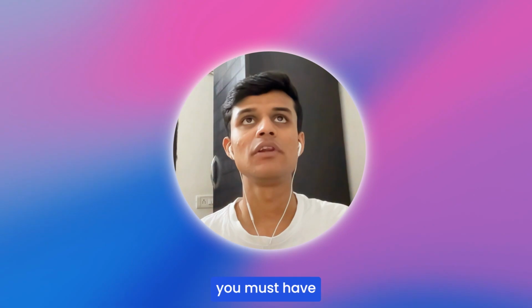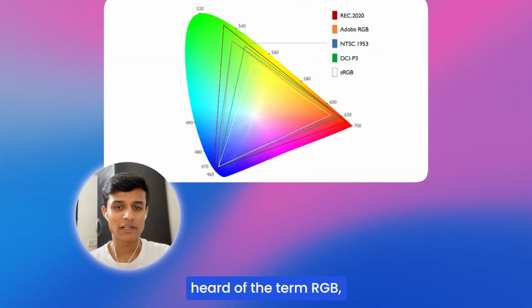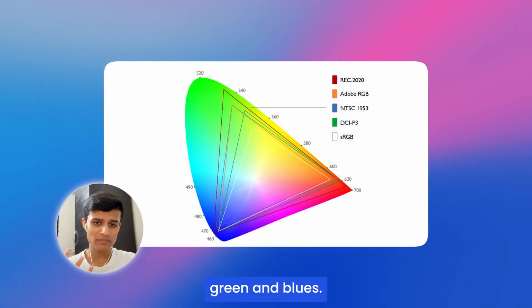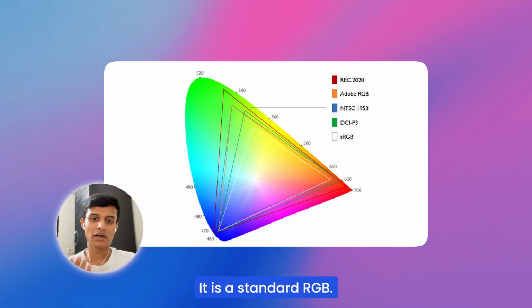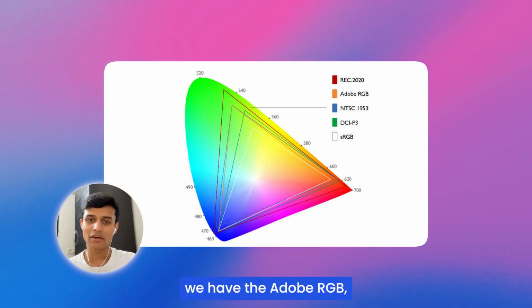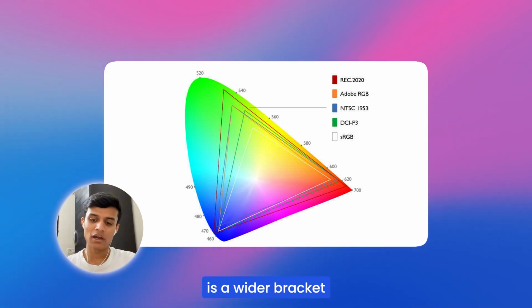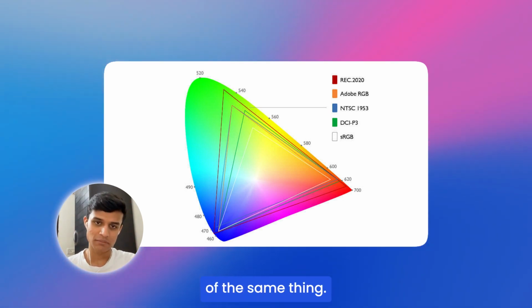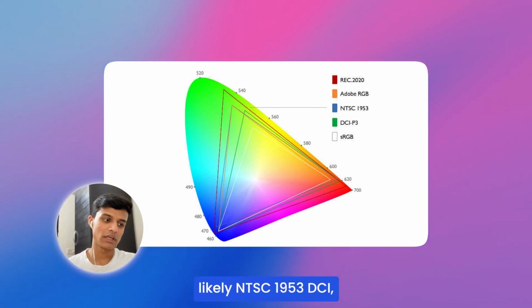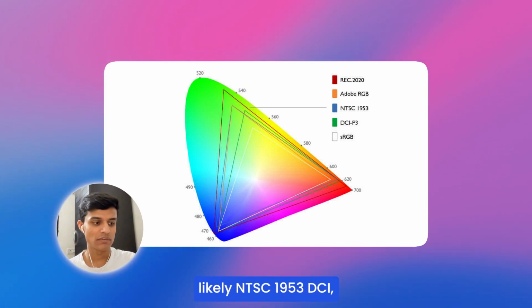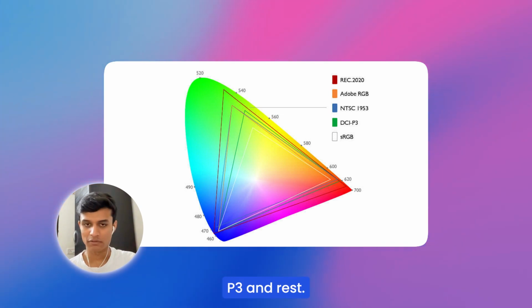For example, you must have heard of the term RGB, which is red, green and blue. When it comes to displays, we have sRGB, which is the standard RGB, and after that we have Adobe RGB, which you can see is a wider bracket of the same thing. Apart from that, we have other color gamuts as well, like NTSC 1953, DCI-P3 and the rest.